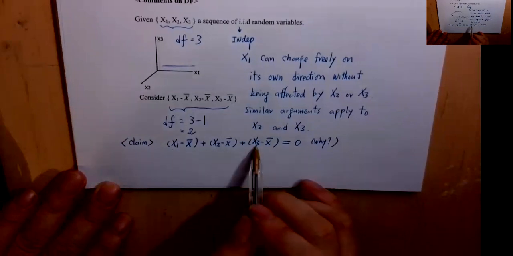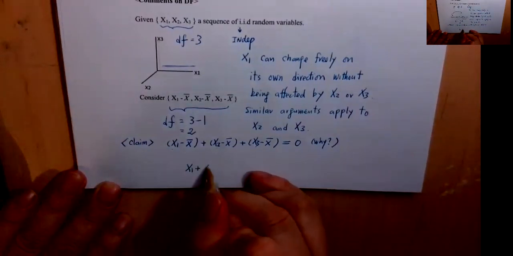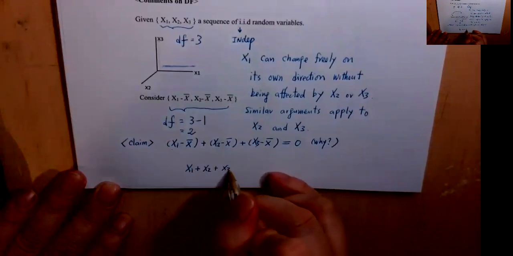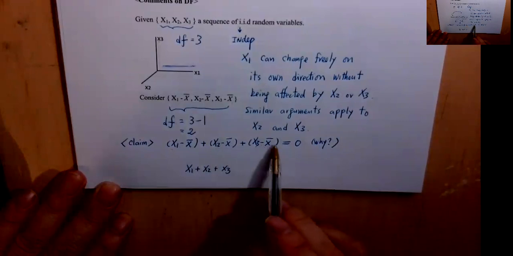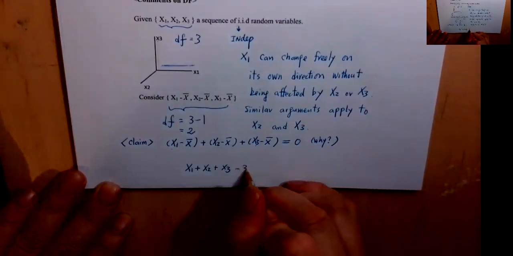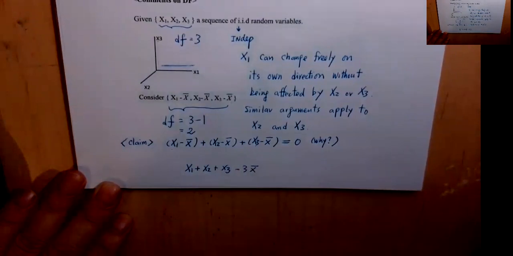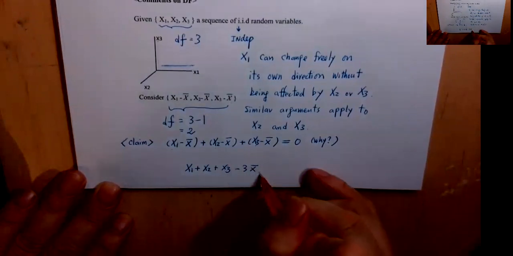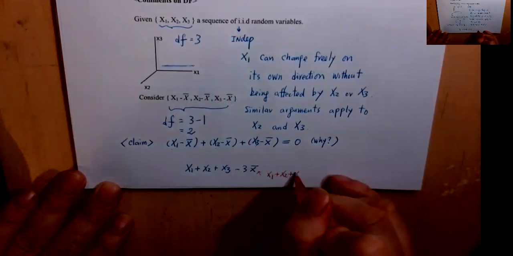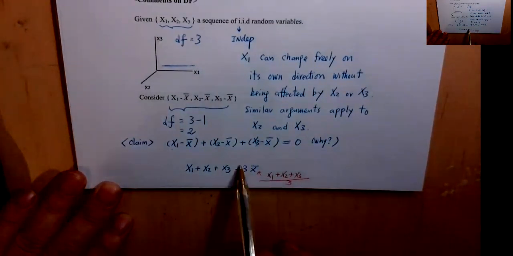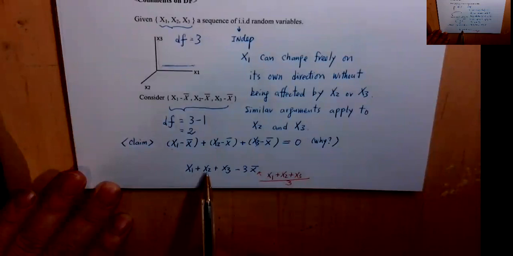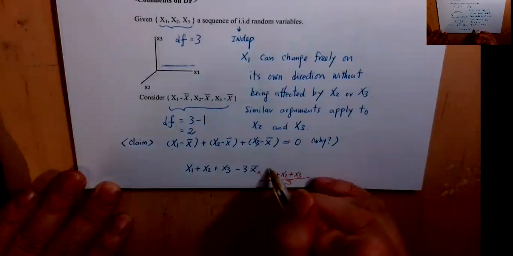x1 plus x2 plus x3, subtract x bar, subtract a second x bar, subtract what? The third x bar. So subtract 3 x bar. But what do you know about x bar? x bar is x1 plus x2 plus x3 divided by 3. So after cancellation of this 3, it's x1 plus x2 plus x3 minus x1 plus x2 plus x3. So this must be what?